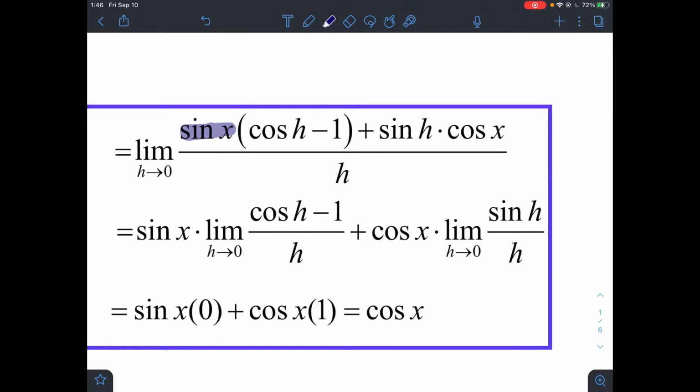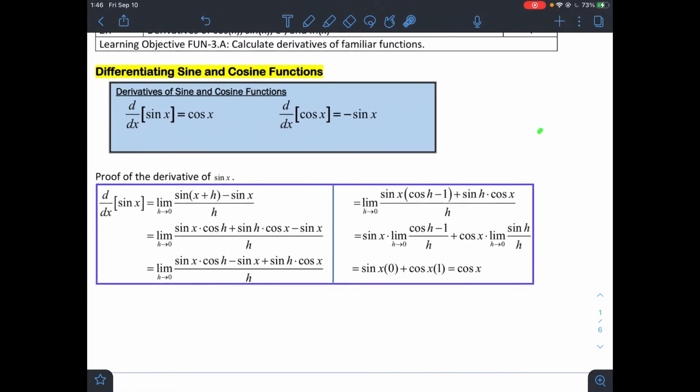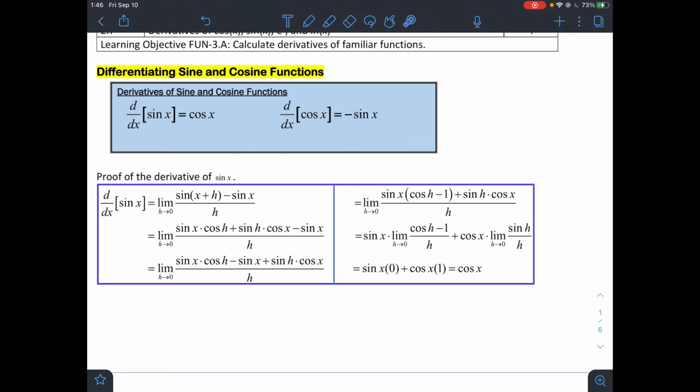And since we're taking the limit as h approaches 0, the sine of x is really just a constant. So we can take that out in front here, leaving us with this limit that we know, we have hopefully engraved into our heads, is 0. And over here, same thing, we take the cosine out, leaving us with this limit, which we know is 1. So we have 0 times sine, which is 0, and then 1 times cosine, which is cosine. And you can do the same thing for the cosine proof as well, as long as you know your cosine alpha plus beta formula.